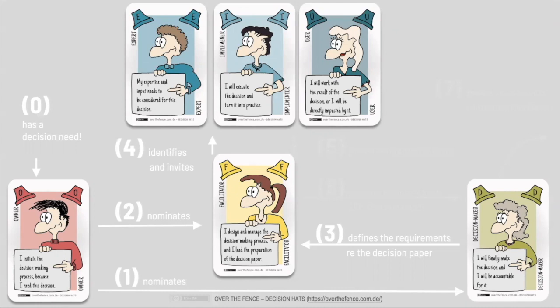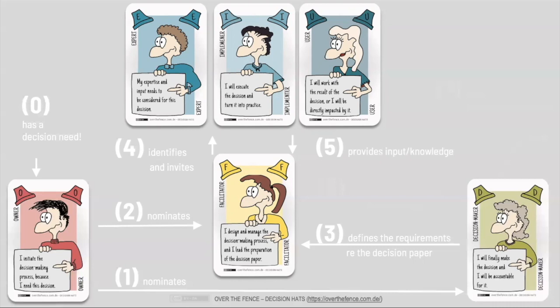Experts are people whose expertise and input is needed to be considered for a decision. Implementers are people who will execute the later decision and turn it into practice. And users are people who will work with the implemented result of the decision or will be directly impacted by it. So the facilitators have the obligation to organize workshops or other related formats for knowledge acquisition and acquire input and expertise from experts, implementers, and users.